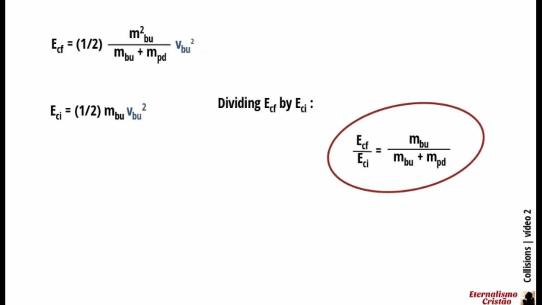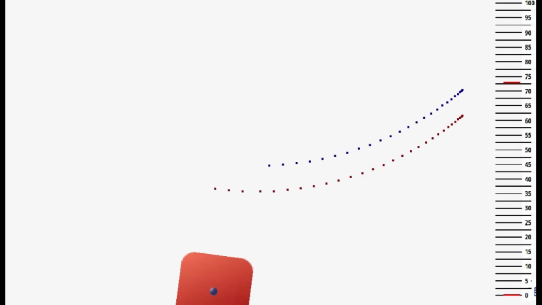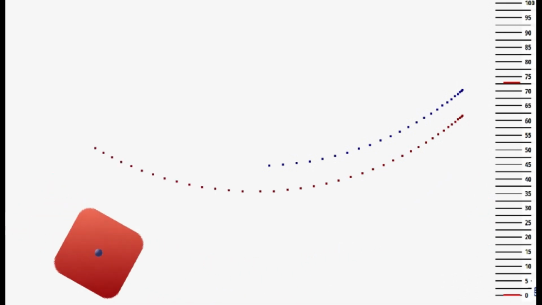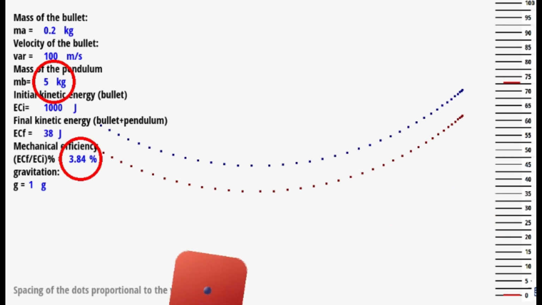Note that increasing the mass of the pendulum has the effect of lowering the mechanical efficiency of the collision. See how the mechanical efficiency of the collision, between the bullet and the pendulum, decreases, when the mass of the pendulum increases.